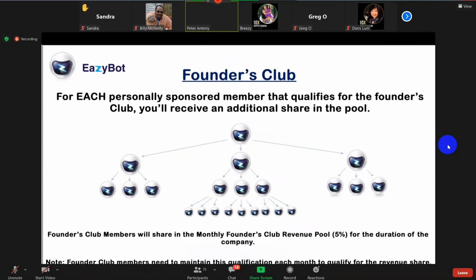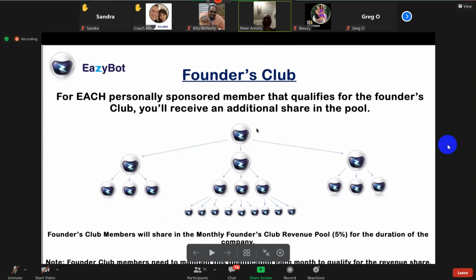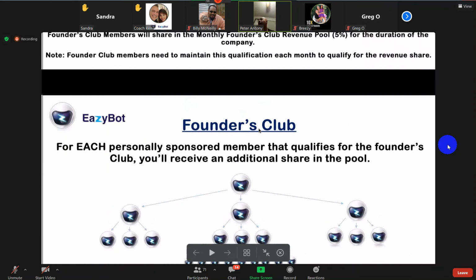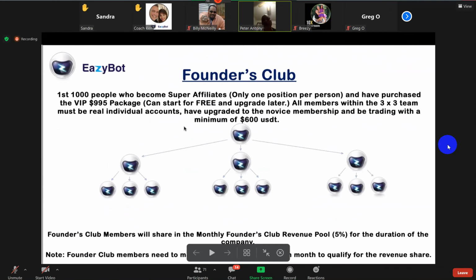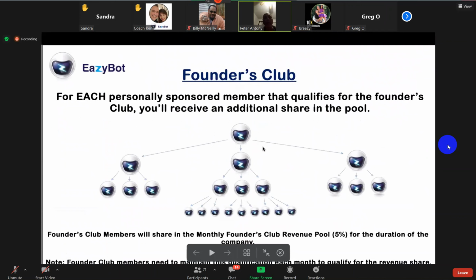So for example, the middle person there has the same structure as you, and as long as the package is $9.95 for that person, they will qualify for a share in the Founders Club, and you will get an extra share. So get your directs to get that Founders Club share, and then you'll get an extra one for each one of those. Which, hey, is Peter.